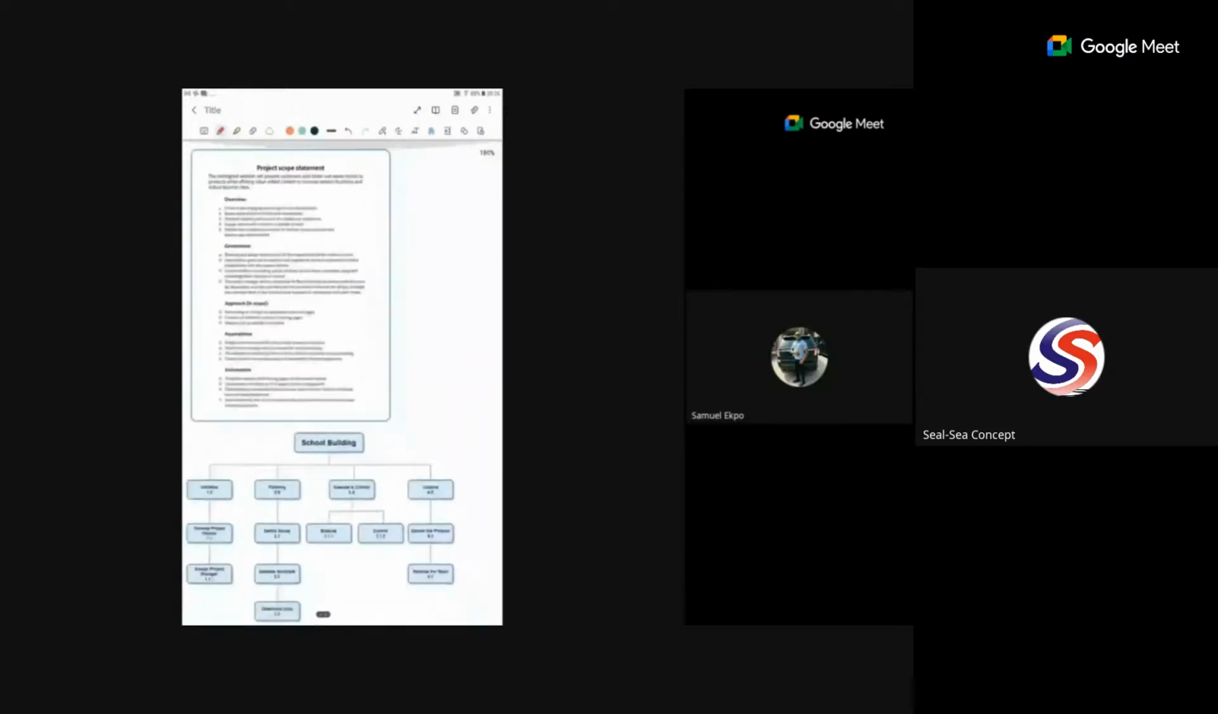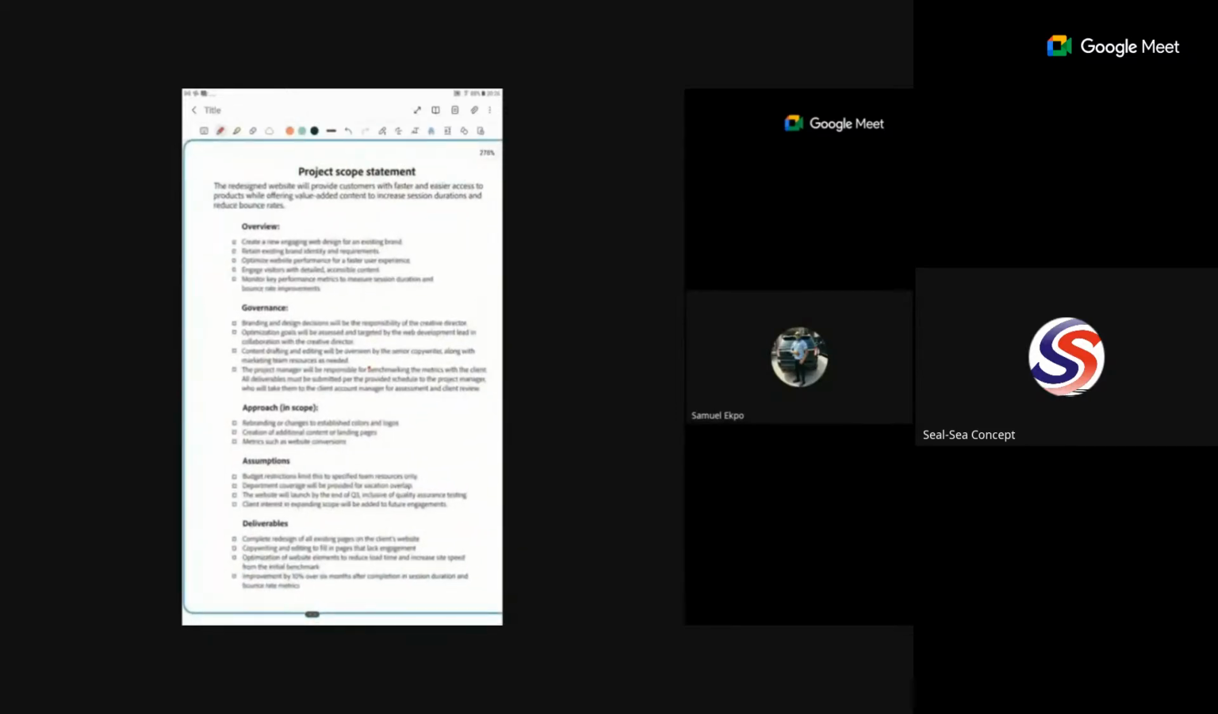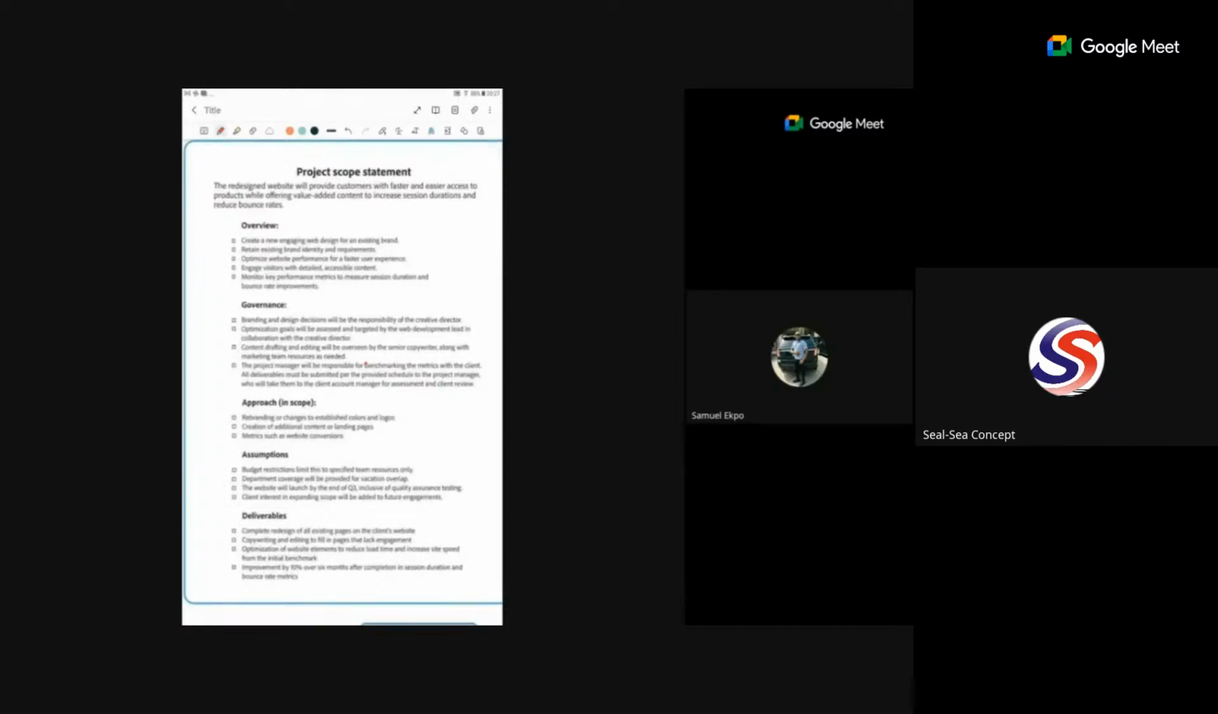There's another one that I have as an example here. Look at another scope management. So I'm just trying to show you that one can be. This one is talking about the overview. Overview might actually be the objectives of what the project is all about. The governance of the project is also telling you about planning and design decisions will be the responsibility of the creative director. So you are talking about who will be in charge of what in the course of this project. What is the approach that you are giving this project? Approach can also make you look at the methodology that the project will actually follow. The assumption in the project and also the deliverables. So you can see it differently.